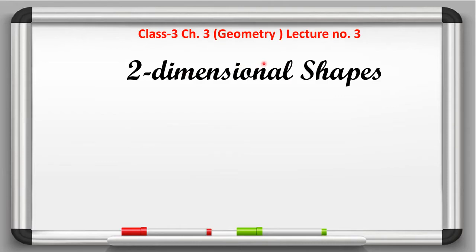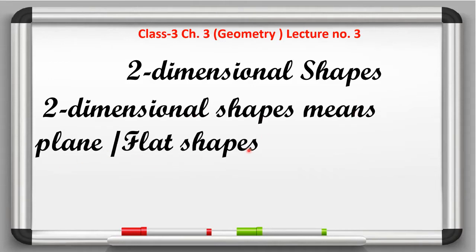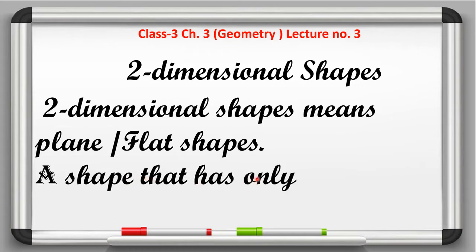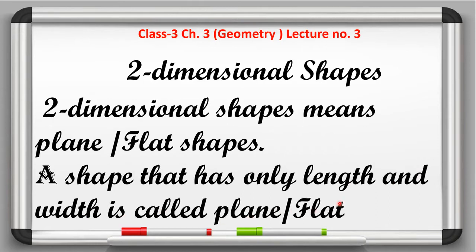Dimensional means the size of an object or something. Okay, so here, two-dimensional shapes means plane or flat shapes. So what is plane or flat shapes? A shape that has only length and width is called plane or flat shapes.